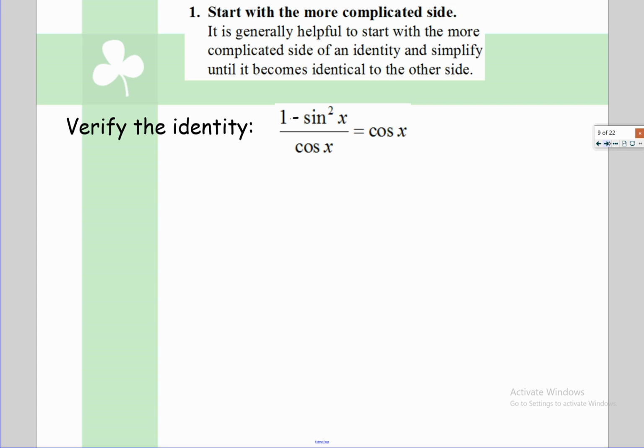So from what I have there, I notice I've got this 1 minus sine squared. If you have a squared, you should be looking at your Pythagorean identities. And this is an example of when those alternative ones are helpful. Because if I see this, 1 minus sine squared, it's equal to cosine squared, which means I can replace 1 minus sine squared with cosine squared. So I'm going to do that first.